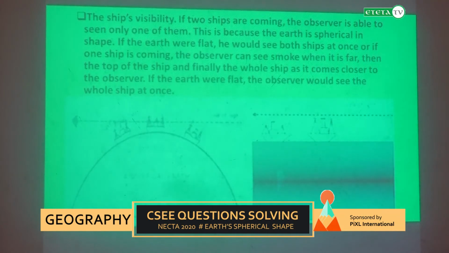So this gradual sight of the ship is caused by the spherical shape of the Earth. If at all it were flat, you see here, this ship would be seen, the whole ship at once. Or if two ships are coming, they would be seen both at the same time. But you can't see that because the Earth is spherical.